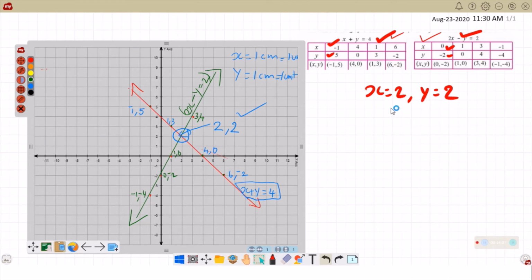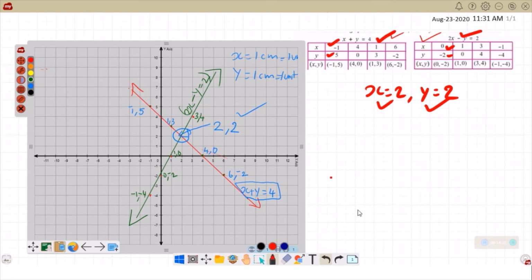Sorry, x is equal to 2, y is equal to 2. This is what we got earlier also. You will find it in the previous video. I will show you on the next page how it works. Now you understood how to present simultaneous equations on a graph.